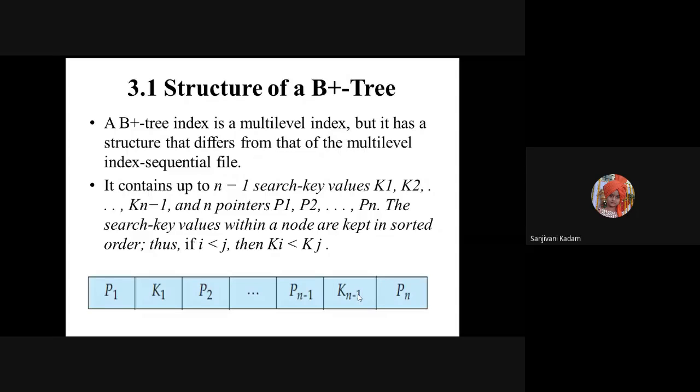It contains up to n minus 1 search key values, that is k1, k2 up to kn minus 1, and n pointers, p1, p2 up to pn, and the search key values within a node are kept in sorted order. Yes, if it is an index, it will always be sorted. If i is less than j, then K of i should always be less than K of j. That is the main rule.